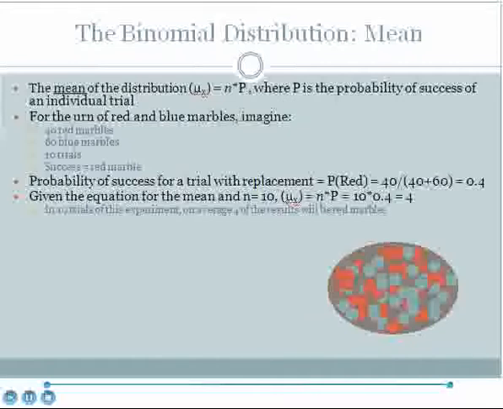Given the equation for the mean described above, and the fact that we're doing n trials, the mean of the distribution is equal to n times p, the probability, or 10 times 0.4. The result is 4. In 10 trials of this experiment, an average of 4 of the results will be red marbles. This is the mean or expected value of the binomial distribution for this experiment.